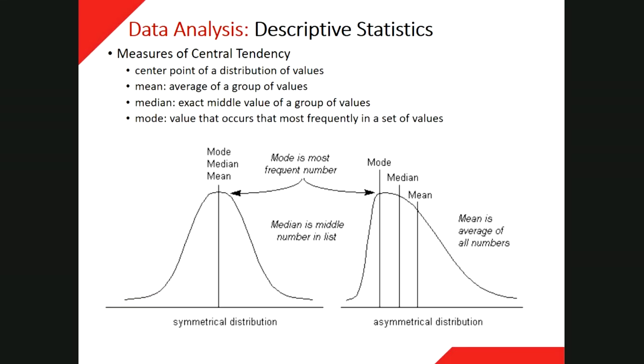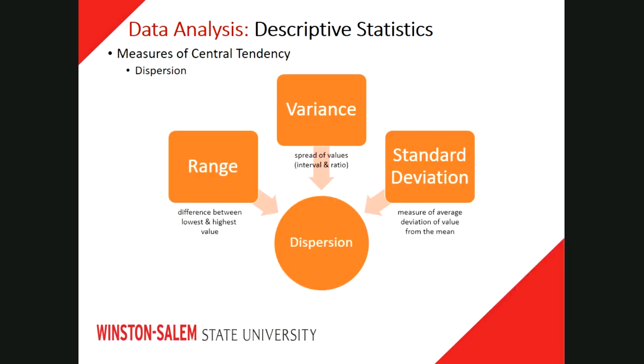Measures of central tendency. Obviously, this goes back to your mean, your median, and your mode. And also, using these measures, you will see a report of the dispersion in terms of the range, which is the difference between the lowest and highest value, the variance, which is the spread of the values, and the standard deviation, the measure of the average deviation of a value from the mean.